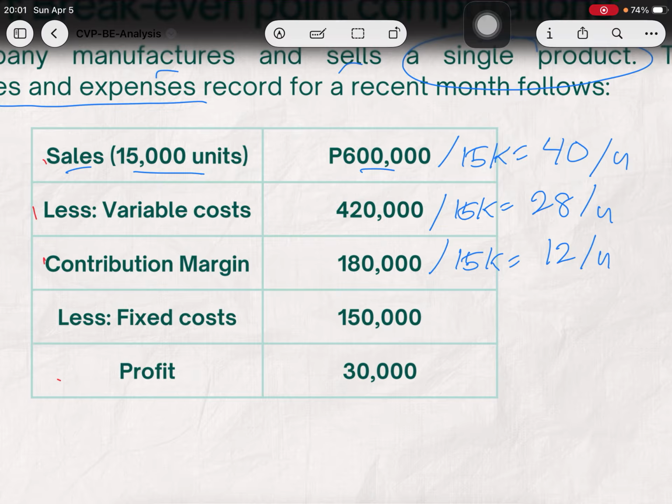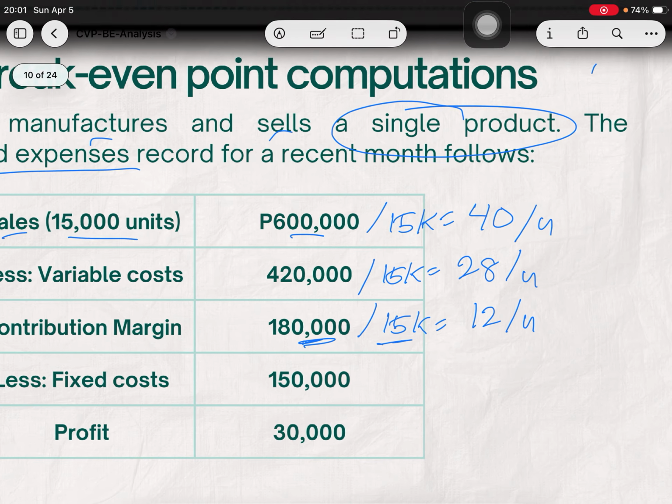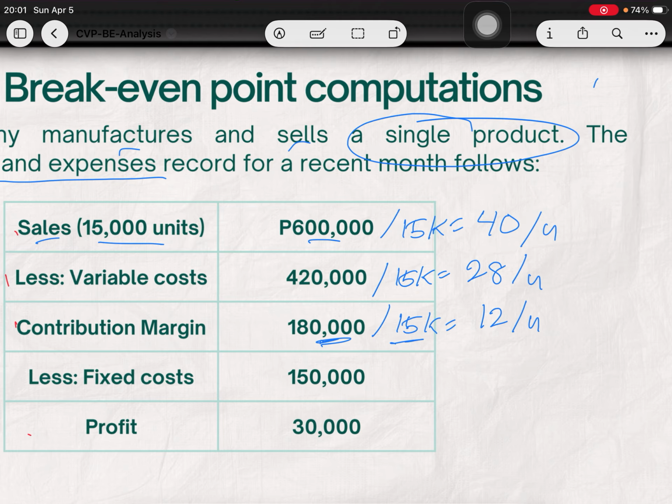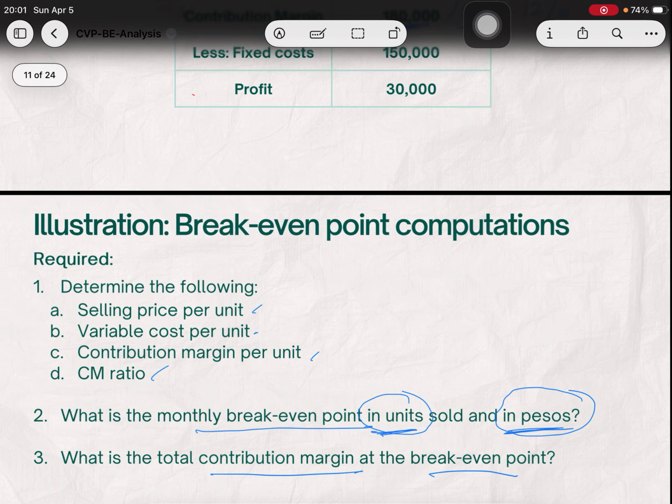Ayan. So, sa contribution margin per unit, dalawa yung ways mo dyan sa pag-compute. First, i-divide mo yung 180,000 dun sa 15,000. You have 12 pesos per unit. O kaya naman, ang gawin mo, ibawas mo yung variable cost per unit na 28 dun sa 40. Get the difference, 12 pesos per unit. Okay, so that's it.